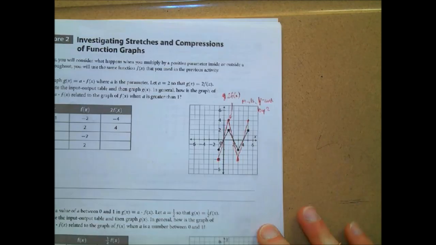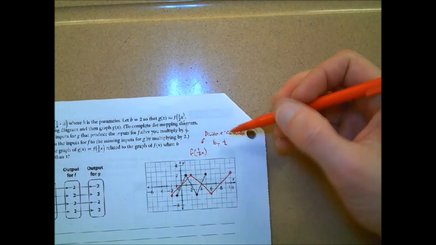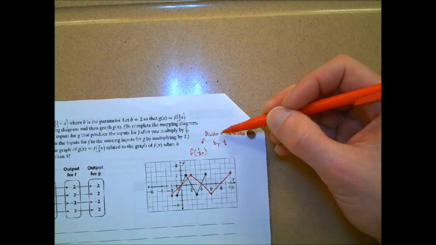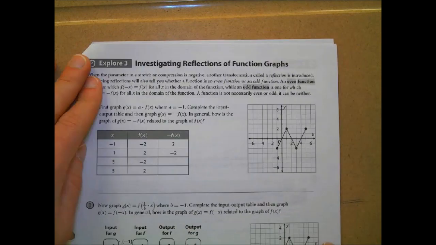Again, it's outside, so it does what you'd expect it to do. But in here, it's the opposite, right? So instead of 1/2 times x, don't multiply the x coordinate by 1/2, divide the x coordinate by 1/2, and that'll give you your new points there. Okay? And so one last thing here, we talk about reflections as well.